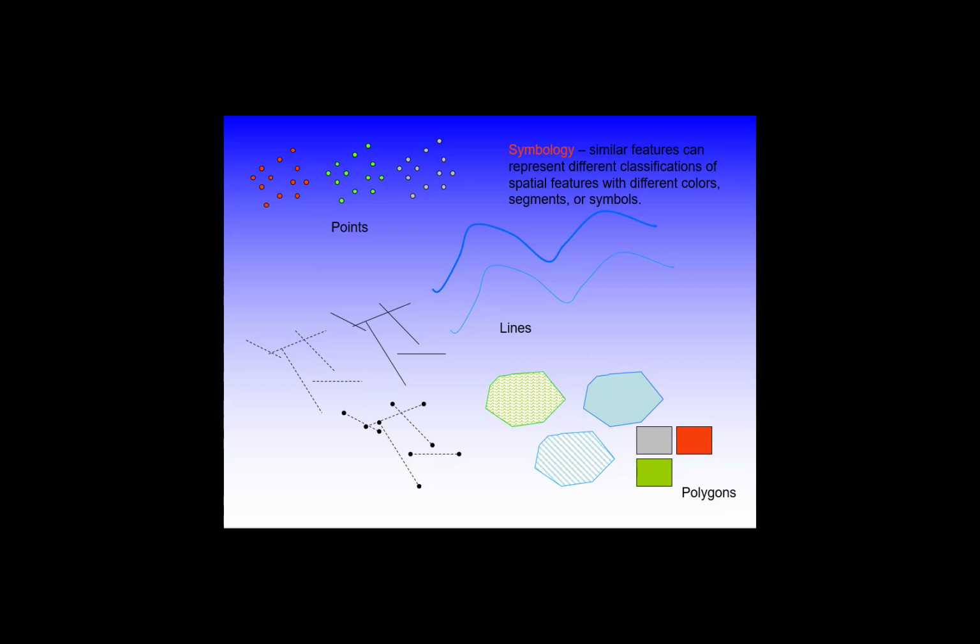In the case of water bodies, we may use thin blue lines for small creeks or streams and thick blue lines for large rivers. And for polygons, we may use green hashed areas for natural environments such as forests and blue polygons for water.